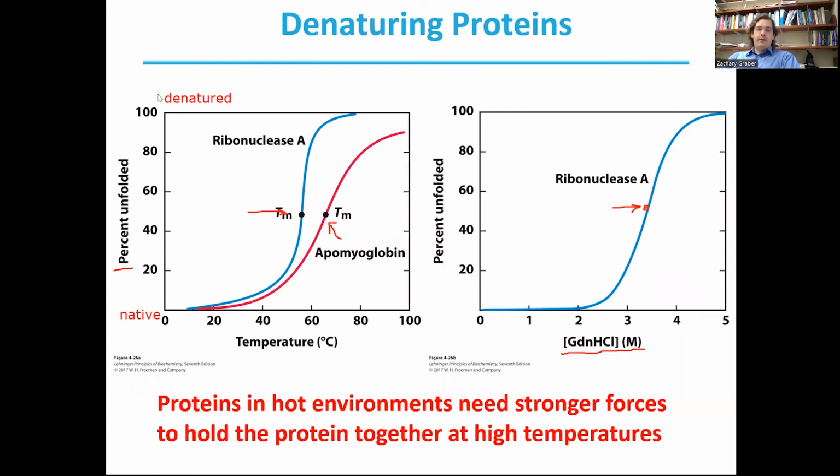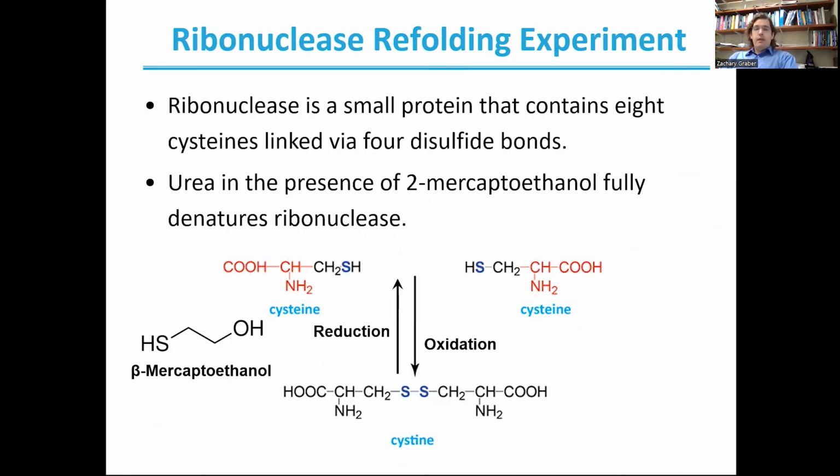Now, I should note, of course, it does require very high concentrations, right? Because again, you're essentially competing against the interactions between your native amino acids when you're adding in this sort of agent here. The next denaturation agent that I want to look at is beta-mercaptoethanol. You can see it down here in the lower left corner.